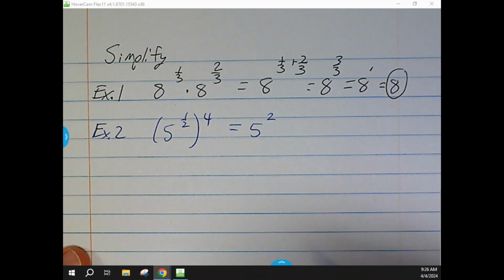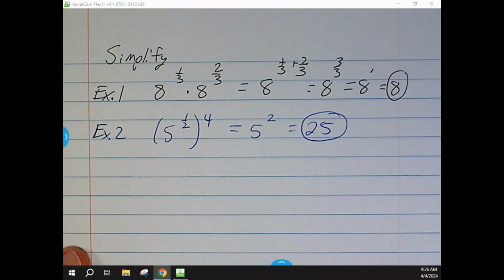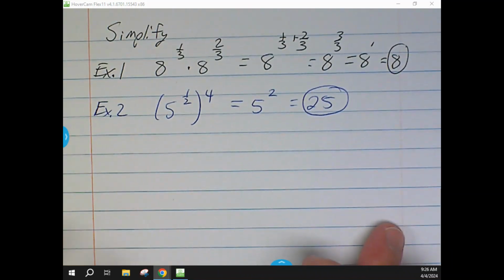So we get 5 squared. 5 times 5 is 25. There you go. So those properties are there just to hopefully speed the process up as we go through this. And here's where the property really kicks in on this one.